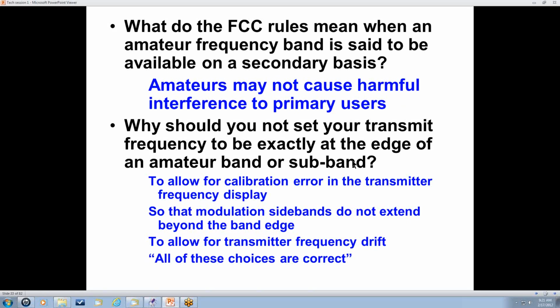Okay. Why should you not set your transmit frequency to be exactly at the edge of an amateur band or subband? There are several reasons for this. The frequency display on the transmitter may not quite be accurate, so there could be a calibration error there that would put you outside your authorized band. When we modulate a signal, when we put information on it, it makes the signal wider, creates sidebands, and those sidebands could go beyond the band edge. Also, as the transmitter warms up, the frequency can drift, and you might drift outside.